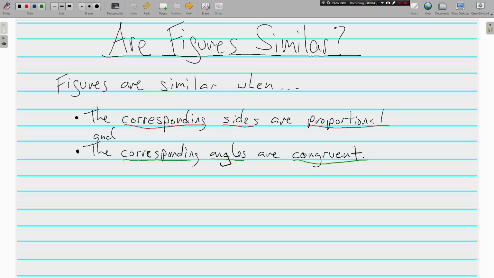We're going to spend a little bit of time talking about corresponding sides and corresponding angles and making sure that we understand what this means. Pause it if you need to. Move on when you're ready.